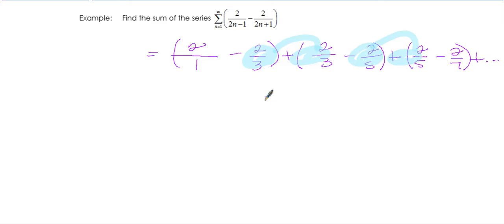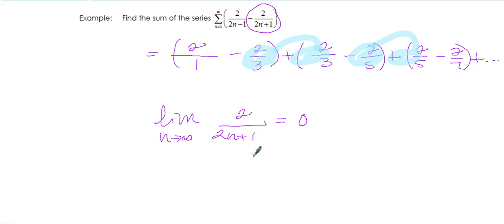So if this telescoping series is going to converge, then the limit of this last part, the second part, has to equal some finite number. So let's try this. 2 over 2n plus 1, the limit of that as n approaches infinity. Once again, the bottom's getting really large, the top is 2, so the limit of this is 0. 0 is a finite number. That means this series will converge.